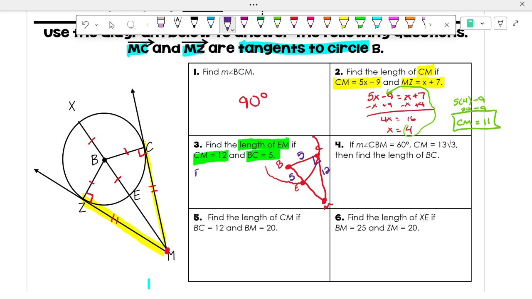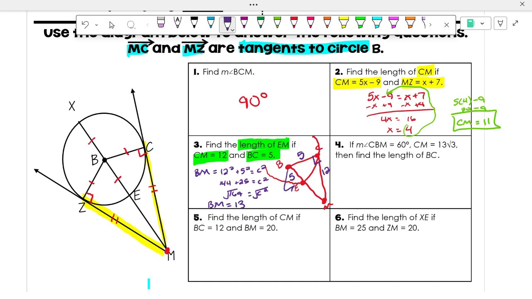Pythagorean theorem. So if I'm finding BM first, I have 12 squared plus 5 squared is equal to C squared. So that's 144 plus 25 is equal to C squared. 169 is equal to C squared. Square root it. BM is equal to 13.